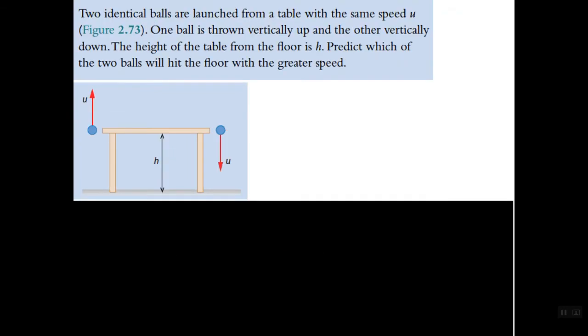Question number 3. Two identical balls are launched from a table with the same speed u. One ball is thrown vertically up and other vertically down. The height of the table from the floor is h. Predict which of the two balls will hit the floor with a greater speed. Very interesting question. Intuition tells us that the left one hit the floor with a higher speed. But let's take a look.